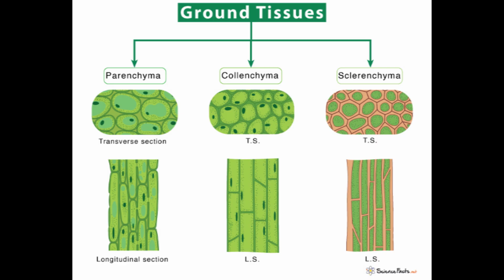Depending on their location, ground tissues perform several functions. Accordingly, they are classified into assimilation, storage, aerenchyma, water storage, and absorption parenchymas.